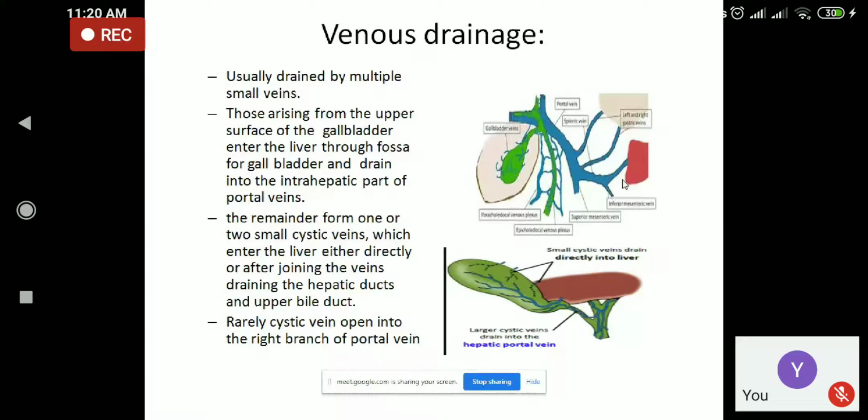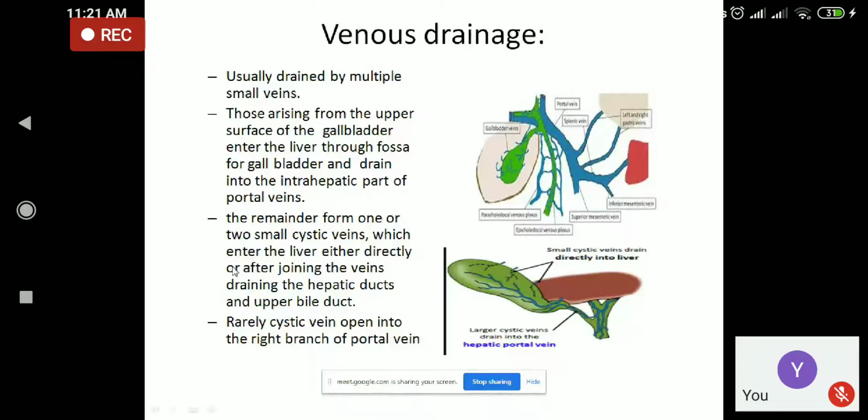Now the venous drainage. There are multiple small veins coming from the gallbladder. Those arising from the upper surface of the gallbladder enter the liver through the fossa of the gallbladder and drain into the intrahepatic part of the portal vein. So small veins coming from the upper surface go directly to the liver and to the intrahepatic part of the portal vein.